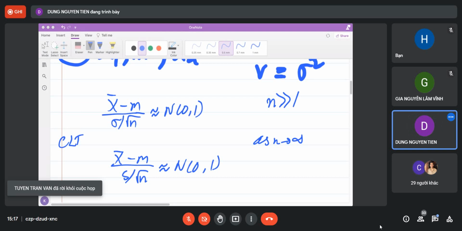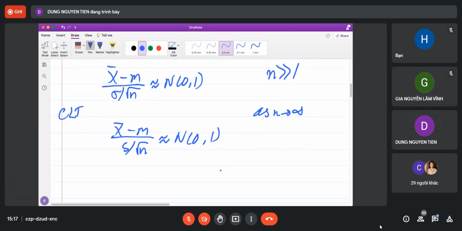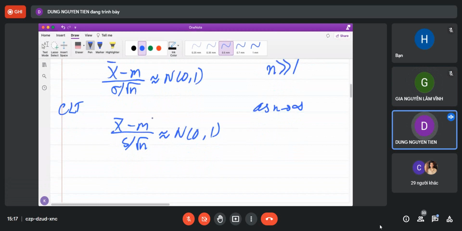That's clear. Yes, teacher. Okay. So we can use these results to perform the test as we did before. For sure, it is not the exact test. It is just an approximate test. Okay.